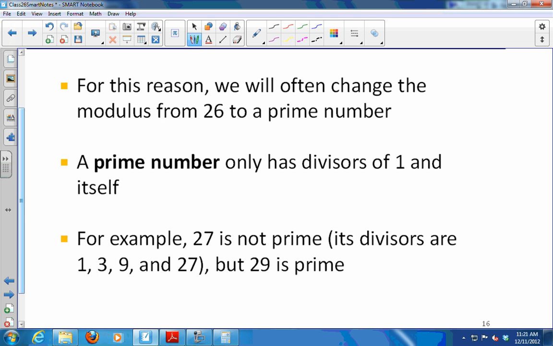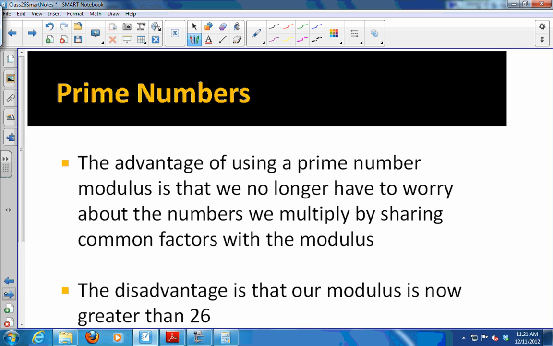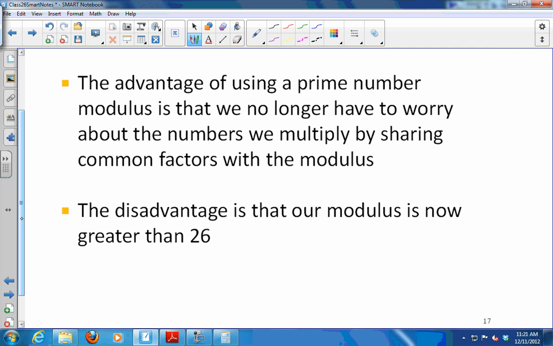Okay, so a prime number, remember, has only divisors of 1 and itself. So 27 is not prime because 3 goes into it and 9 goes into it. But 29 is a prime number. And it's relatively close to 26, so we would not be changing too much by using 29 as our modulus instead of 26. So the advantage of using the prime number is we don't have to worry about the number we multiply by. We will always find a reversible one. The disadvantage is that our modulus is now bigger than 26.